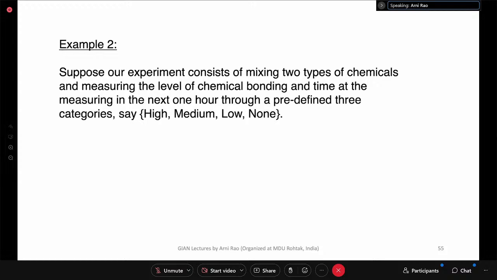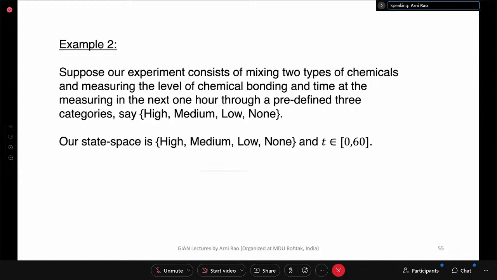And you define in advance what high means, a certain level of bonding; high, medium, low, you define. As an experimental setup you defined, or a chemist has given to you, and you are a stochastic modeler, you want to build a model for that. Now the state space is high, medium, low, and none. That means high level of bonding, medium level of bonding, low level of bonding between two chemicals, and none: bonding never happened. And time is 0 to 60, you start at 0 and it runs within 1 hour.